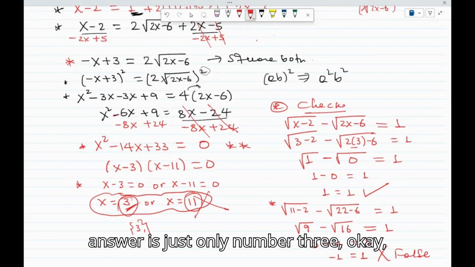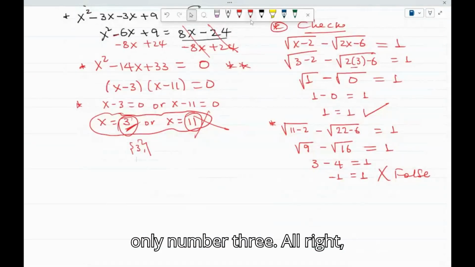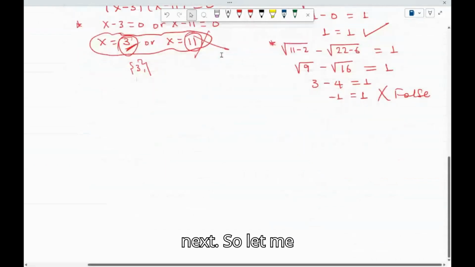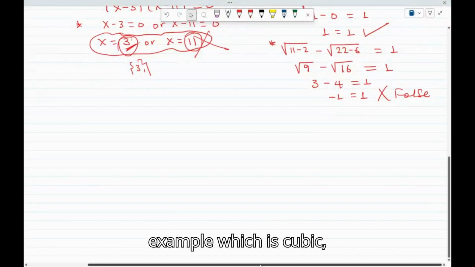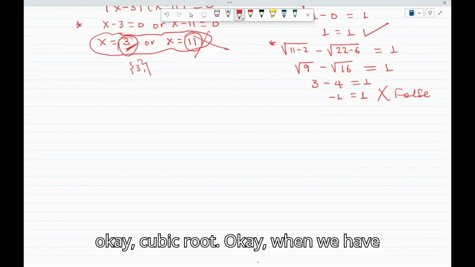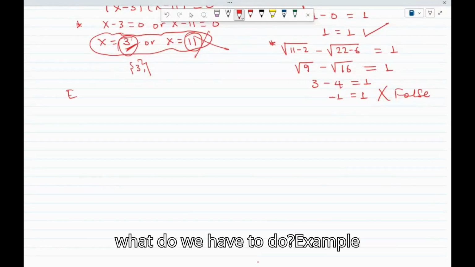Since this one is false, I cannot take 11 as my answer. So my answer is only number 3. Okay, all right, next. Also, let me show you another example, which is cube root. When we have a cube root, what do we have to do?